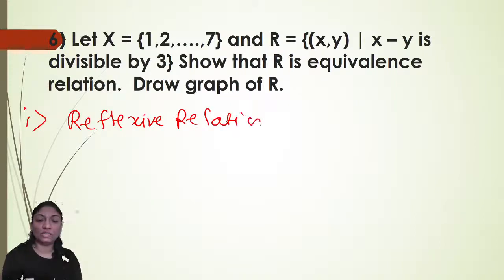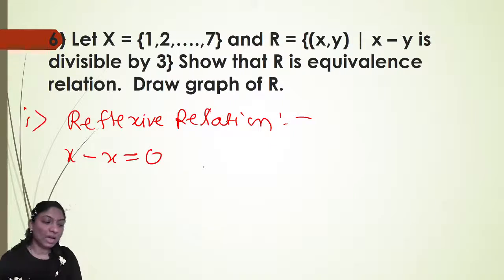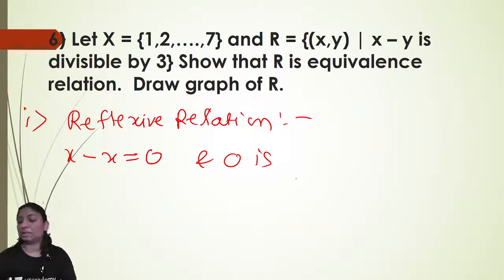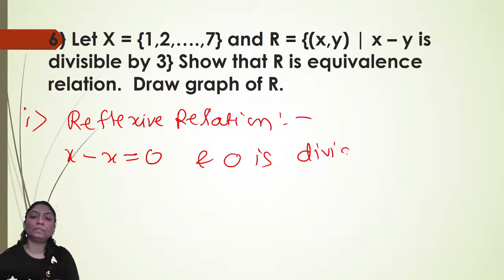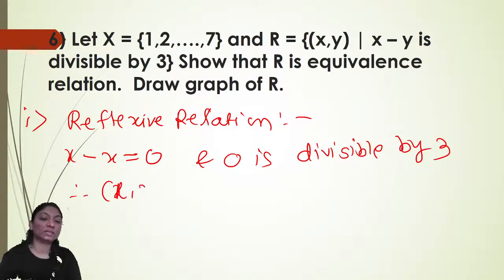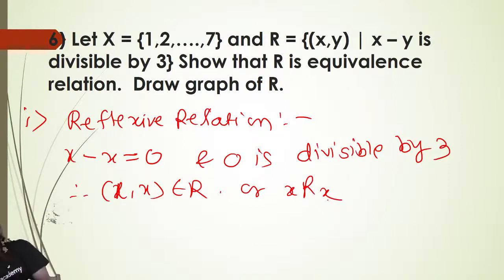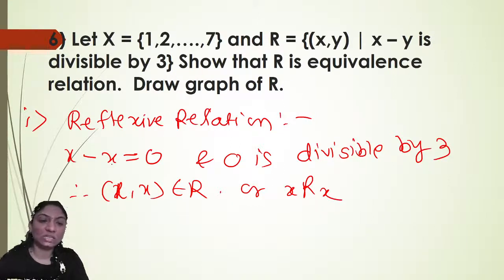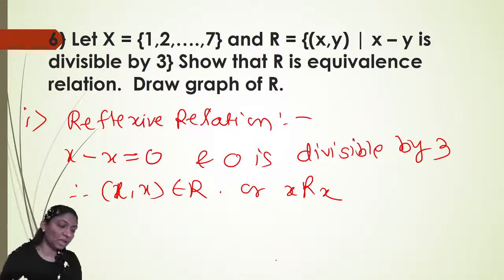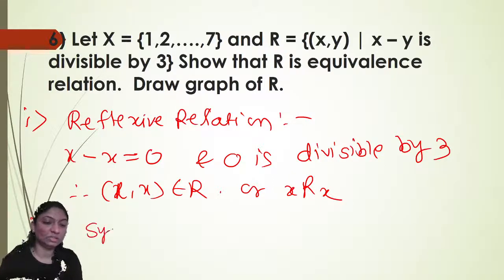Reflexivity. Whether it is a reflexive relation or not, that we will check. For the relation R to be reflexive, x minus x is equal to 0, and 0 is divisible by 3. Therefore x is related to x. Second part, that is symmetric relation.